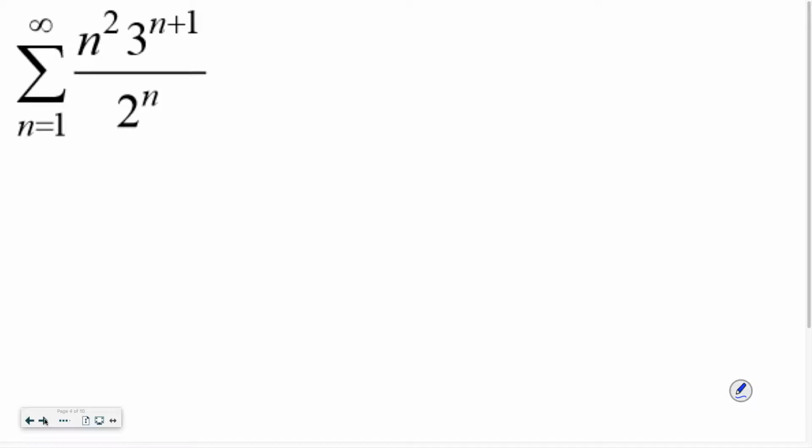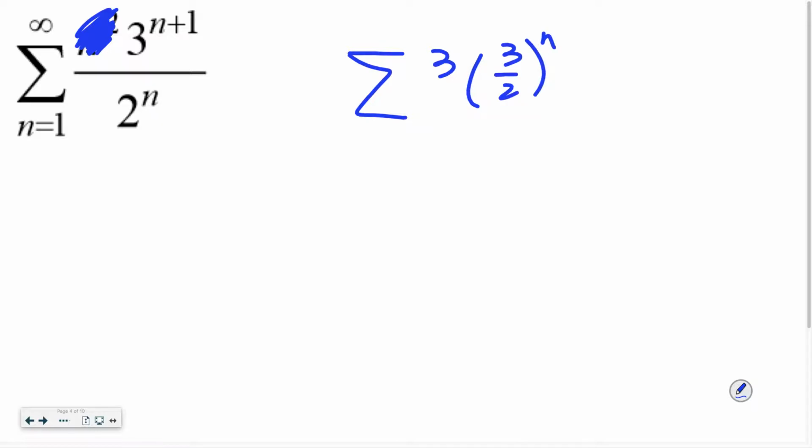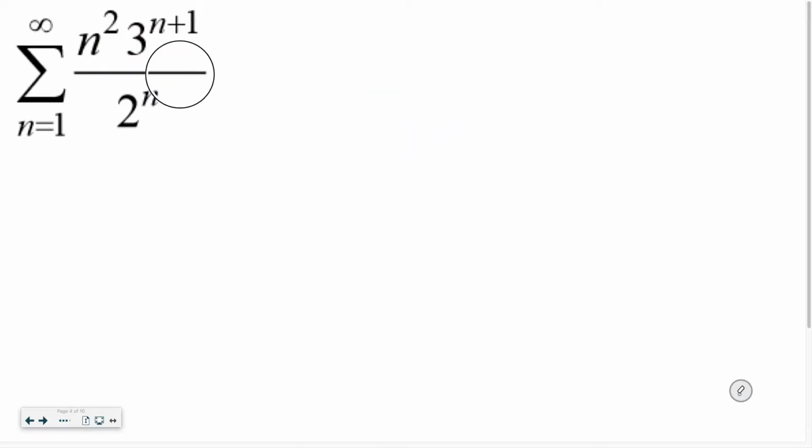How would you write it if there wasn't an n squared? Like, how would you simplify that into a very easy form? If we didn't have this, we could write 3 over 2 to the n, and that works.